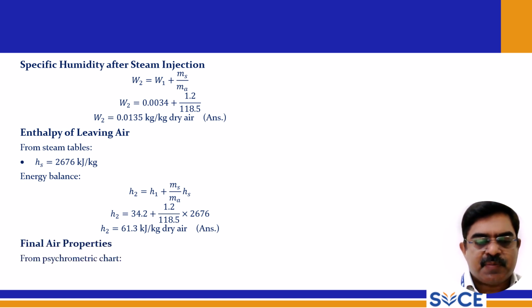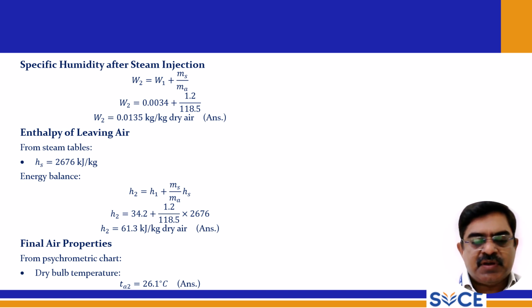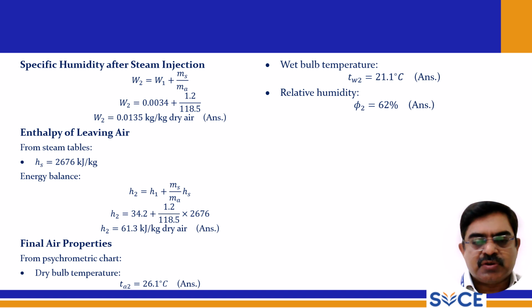The final air properties from the psychrometric chart: the dry bulb temperature of the leaving air Ta2 equal to 26.1 degrees Celsius, wet bulb temperature Tw2 equal to 21.1 degrees Celsius, and relative humidity phi2 equal to 62%. So these are the unknown parameters we can find from the psychrometric chart.